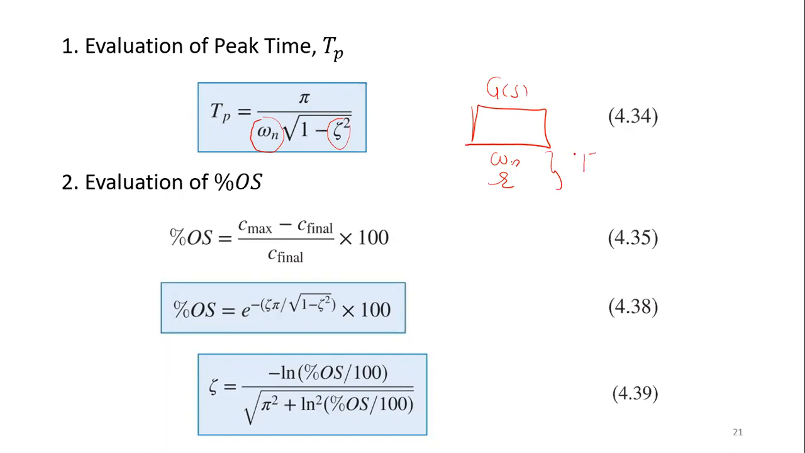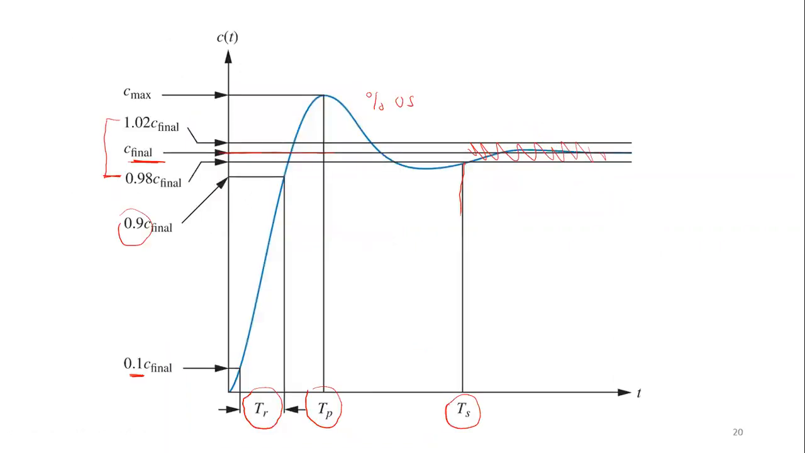For example, here is Tp, the peak time. Also, you can calculate the percent overshoot. The equation of percent overshoot is C max minus C final over C final. So let's look at where C max is. Percent overshoot is here, C max minus C final, which is C final here. So this is the percent overshoot.